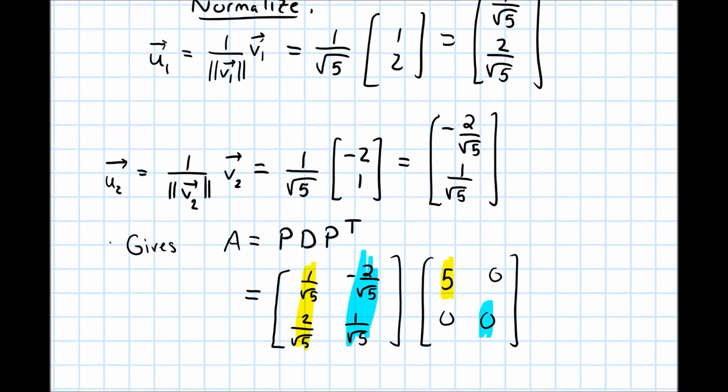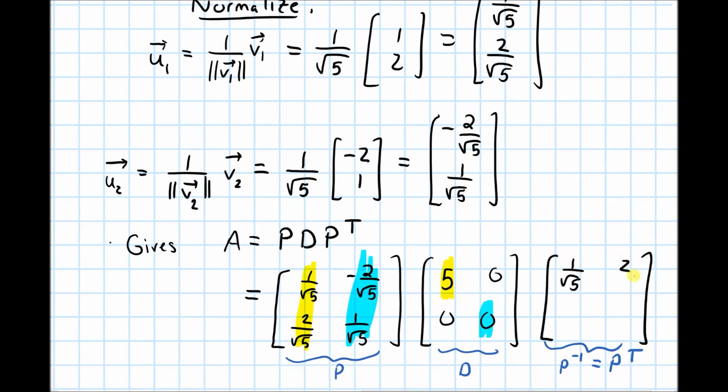Alright, so this is our matrix P, this is our matrix D, which means this last matrix should be the inverse of P. But because P is orthogonal, the inverse of P is the same thing as P transpose. And that's one of the things that makes orthogonally diagonalizing really nice, because it's easy to write down what P transpose is. So the first column of P is going to be the first row of the transpose. So I'll have 1 over root 5, 2 over root 5. So that is going to be the first row of the transpose.